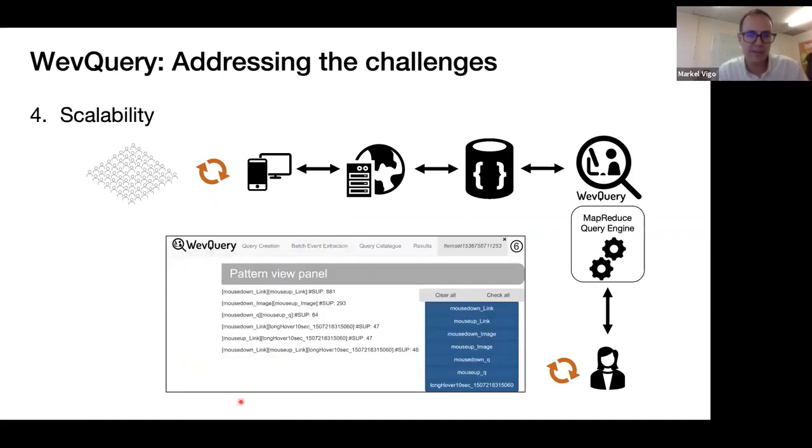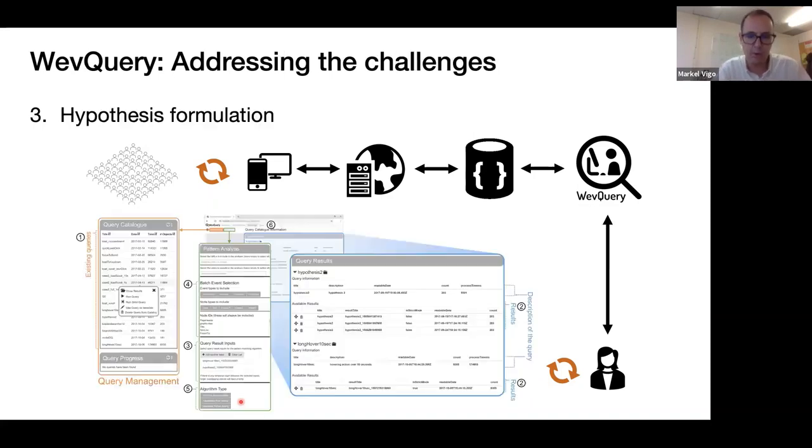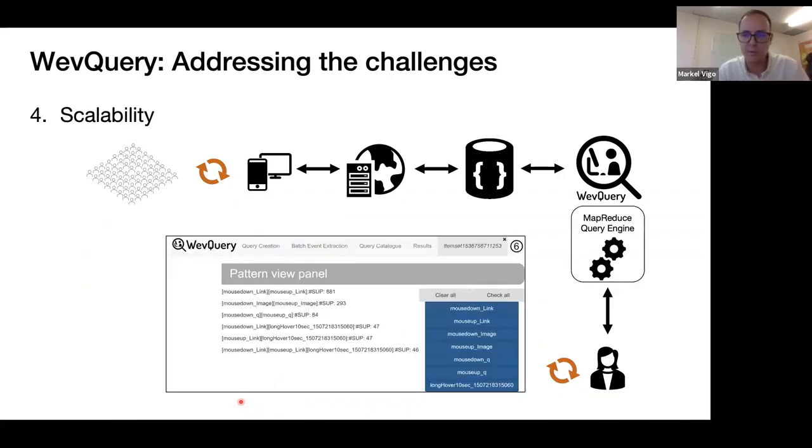And we also address the scalability problem, because now running these queries and running these algorithms is computationally demanding. So if we incorporate here a MapReduce query engine, you could run this kind of queries on millions of data points on just a consumer laptop, okay? And what you see here on the screen is the most frequent sequences of events of a query, okay? Just an example of that.